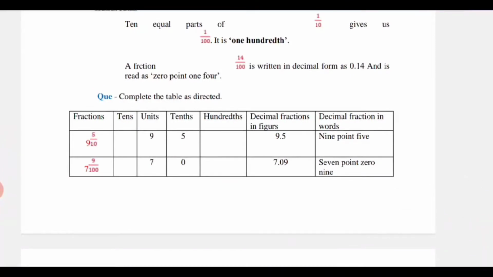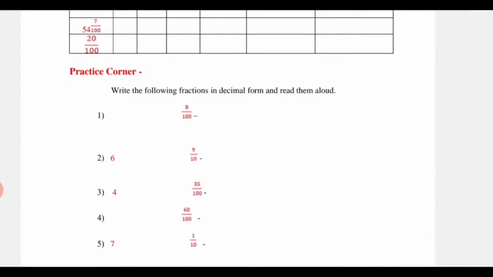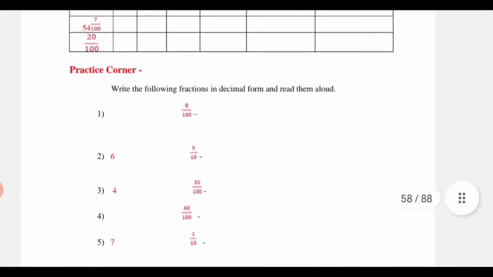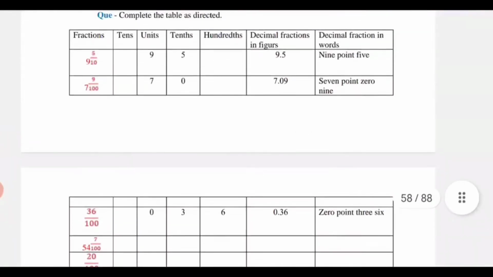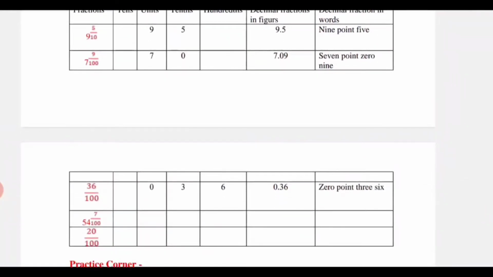So we have to complete the table as directed. Fractions are given. We have to write the numbers in the proper column and then we have to write the decimal fraction in figure as well as in words. This table we will do in our notebook. After that, there is the practice corner in which we have to write the given fractions in decimal form and read them. That means we will be writing them. And then there is a challenge corner. So we will solve this challenge corner, this practice corner and this concept corner table in our notebook.